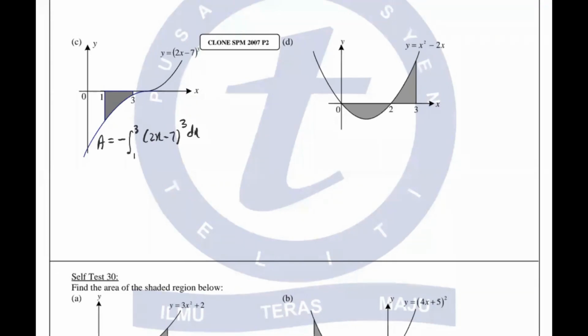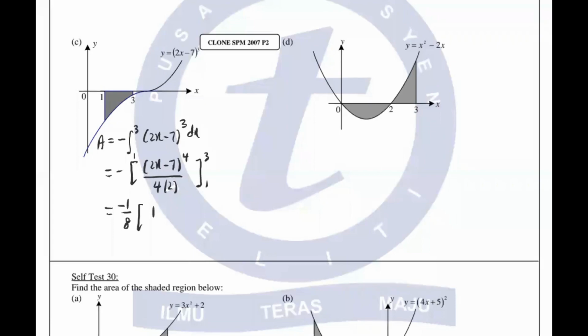Let me go on, sorry. So let's put a negative in front, copy 2x minus 7, increase the power by 1 to 4, divide by 4, differentiate inside, 2, limits 1 to 3. So from here, let us take out -1 over 8. So put 3 inside. Now, guys, when I put 3 inside, I don't like to do a lot of work. I hope you guys can do this mentally. 2 times 3 is 6, 6 minus 7 is -1, -1 to the power 4 is 1.